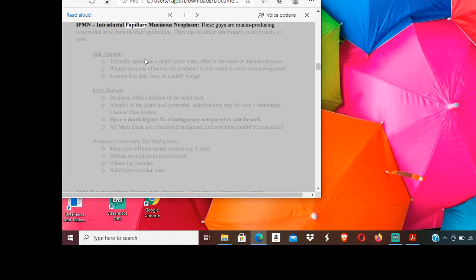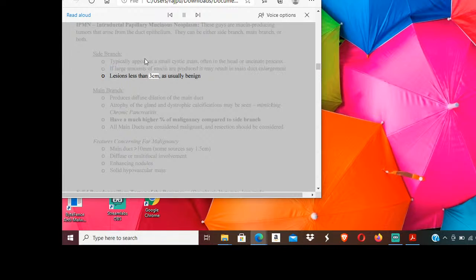IPMN, intraductal papillary mucinous neoplasm. These are mucin-producing tumors that arise from the duct epithelium. They can be side branch, main branch, or both. Side branch IPMNs typically appear as a small cystic mass, often in the head or uncinate process. If large amounts of mucin are produced, it may result in main duct enlargement.